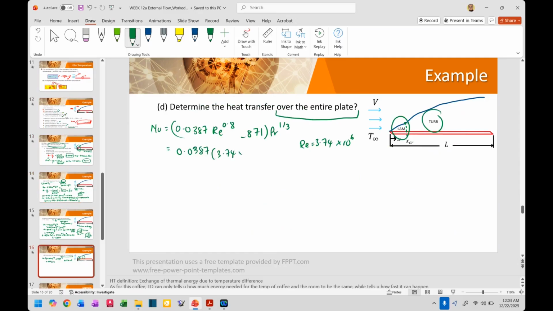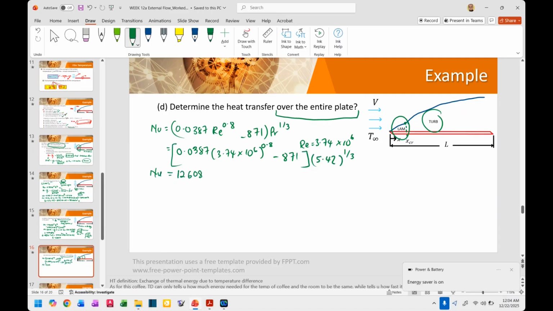3.74 raised by 10 to the 6, raised to the 0.8, and then we subtract by 871, and then we multiply all those with the Prandtl number 5.42, raised to the power of 1/3. Okay, so now if you work this out in your calculator, you punch in all these numbers, you will obtain a heat transfer coefficient of 12,608 watts per square meter Kelvin.